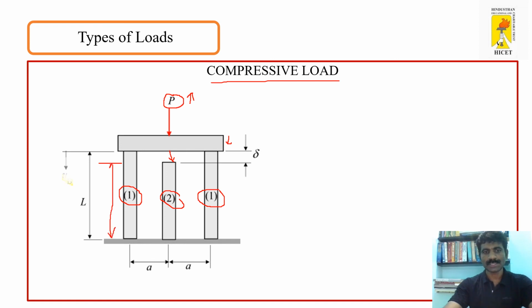So the change in length here will be del L, which is equal to capital L minus small l. So concluding this, it is well understood that a compressive load always decreases the length of the material on which it is subjected.